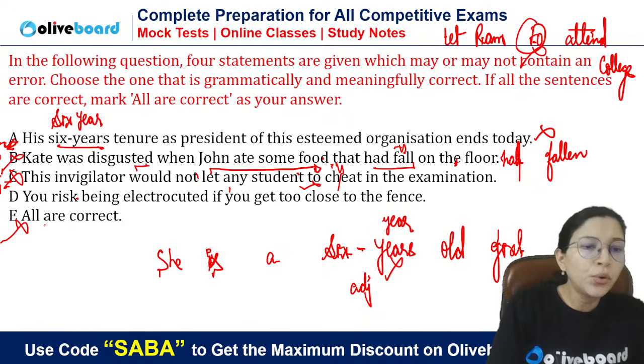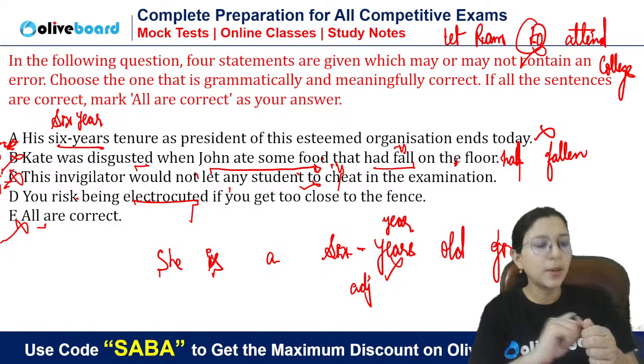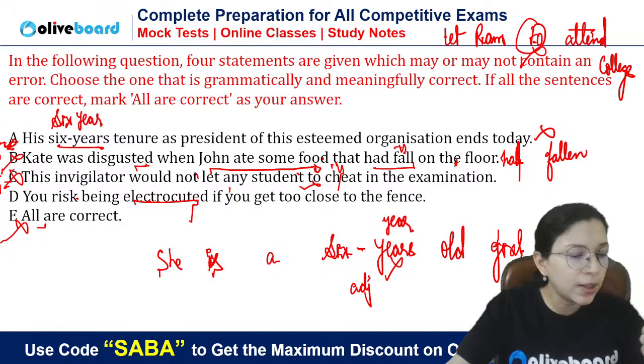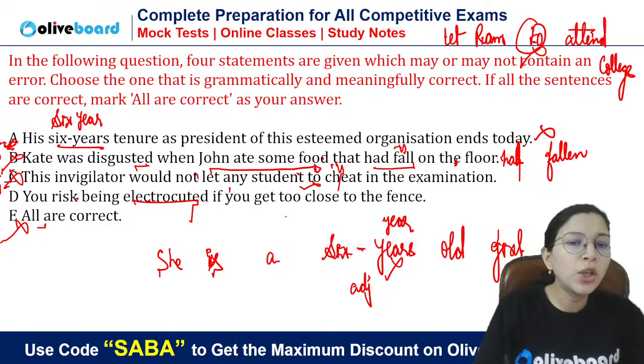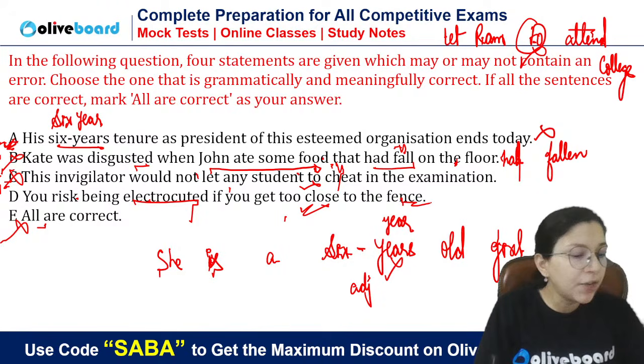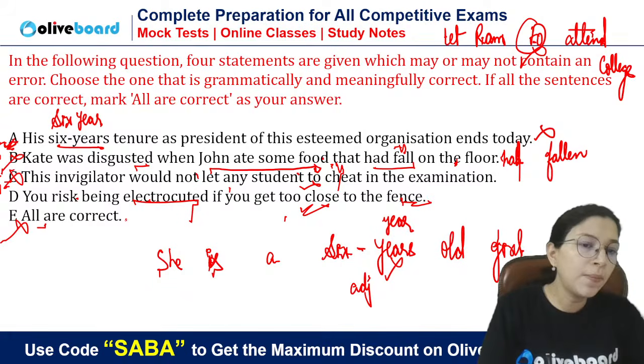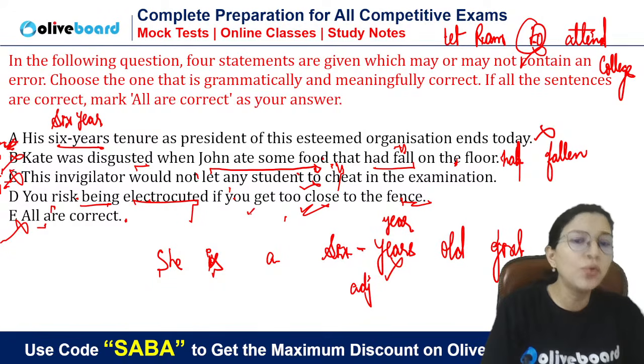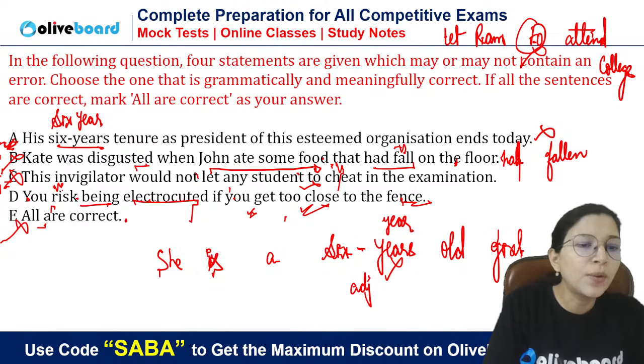You risk being electrocuted. Electrocuted means death caused by electric current from an electric circuit. You risk being electrocuted if you get too close to the fence. This fence might be an electric fence. Wire is there, so there can be risk. Risk is used as a verb here.